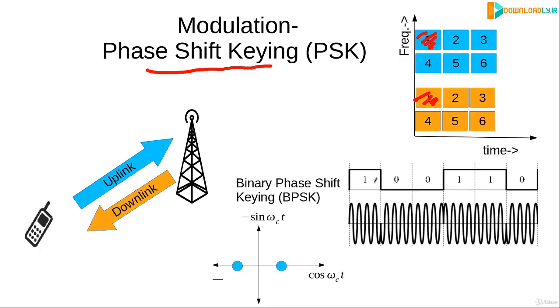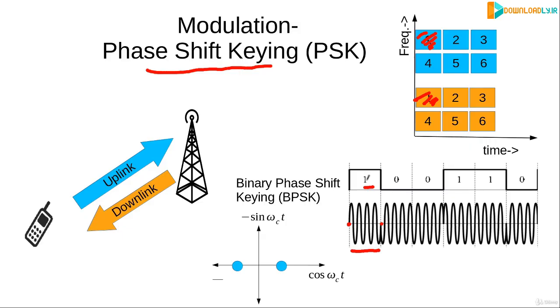So what does that mean? That means that 1 is being represented by a frequency that has the phase of 0 degree, and then 0 is being represented by the same frequency, but it has a phase of 180 degree. So there is a phase change of 180 degree between 1 and 0.